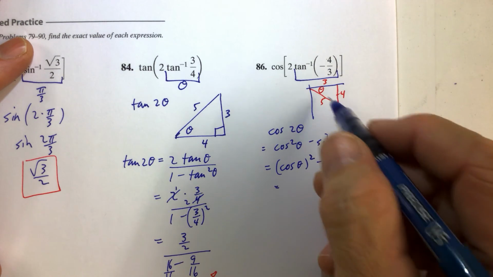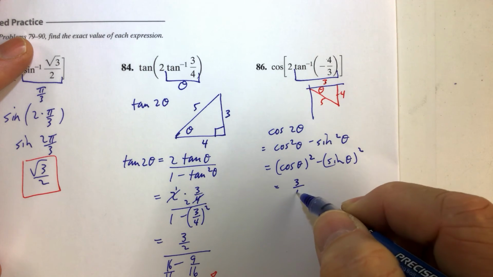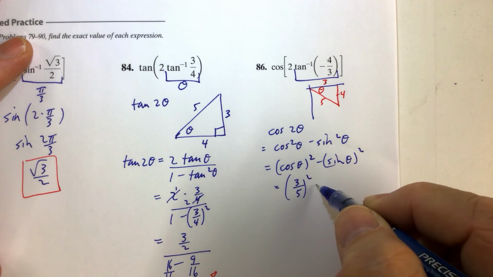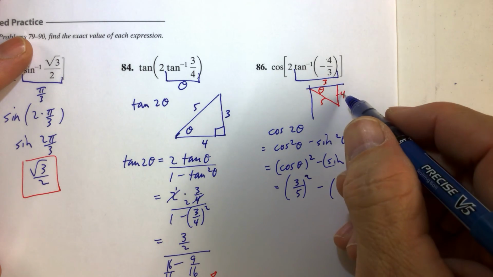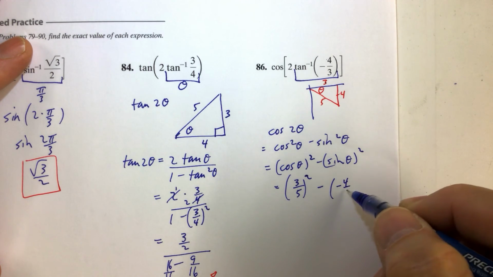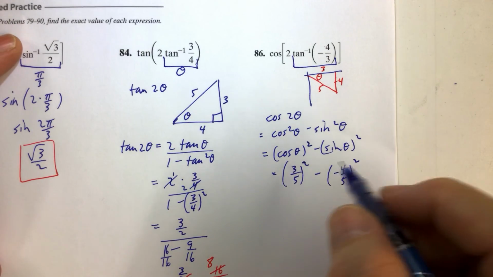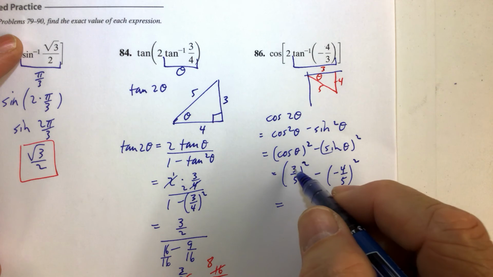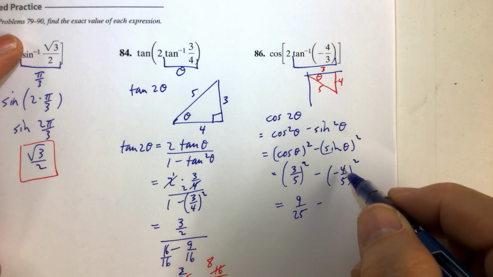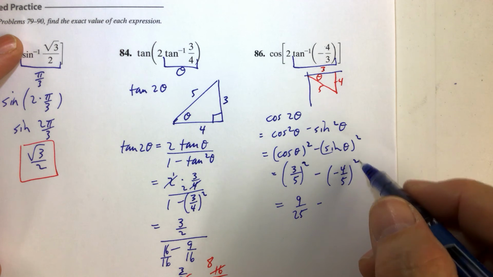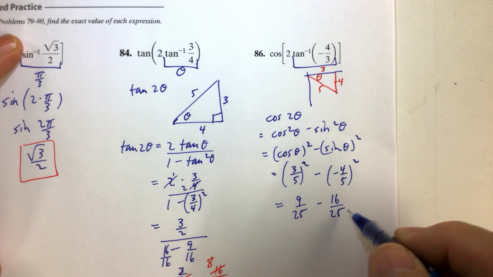Okay, so what's the cosine of theta? Well, the cosine of theta is the adjacent leg over the hypotenuse, 3 over 5, and we have to square that. And then minus the sine of theta is negative 4 over 5. If we forgot the minus sign there, it wouldn't kill us, because when we square it, the minus sign is going to go away. So we have 3 squared is 9 over 5 squared is 25, minus 4 squared, or negative 4 squared, is 16 over 5 squared, which is, again, 25.